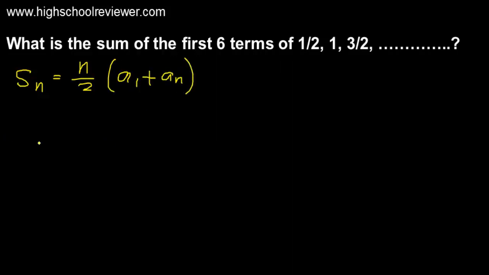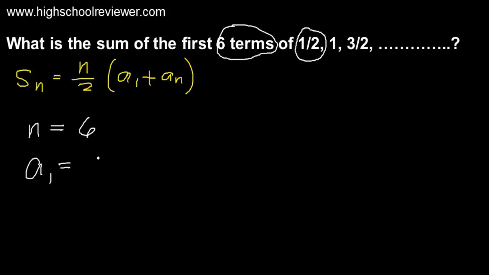Okay, so for our given, our n, or the number of terms, based from the given, we have 6 terms. So our n will be equal to 6. And then our a sub 1, or the value of our first term, is positive 1/2. And for our a sub n, since our n is 6, this is now written as a sub 6. But we do not know the value of a sub 6, so our a sub 6 is the unknown.